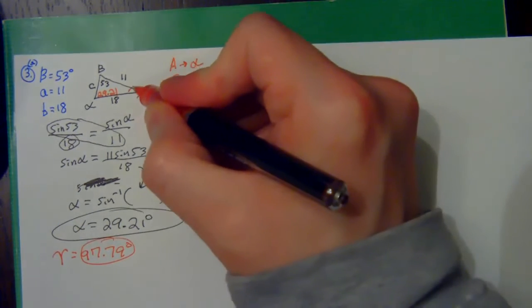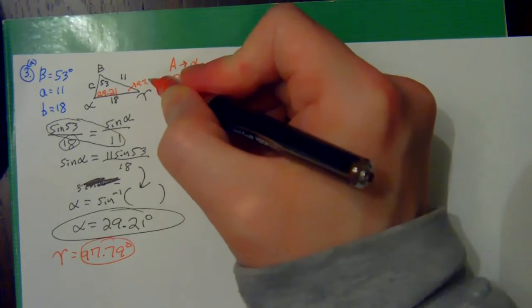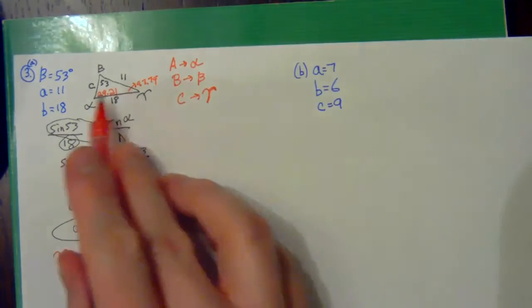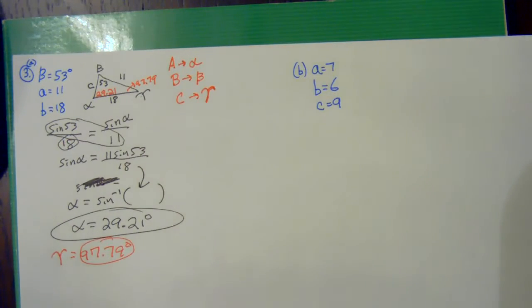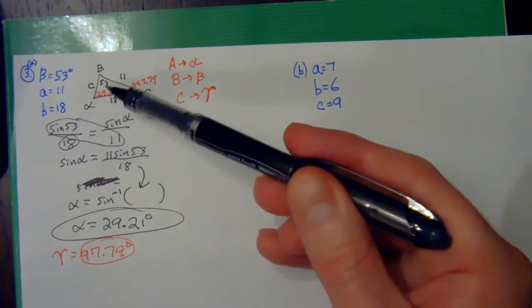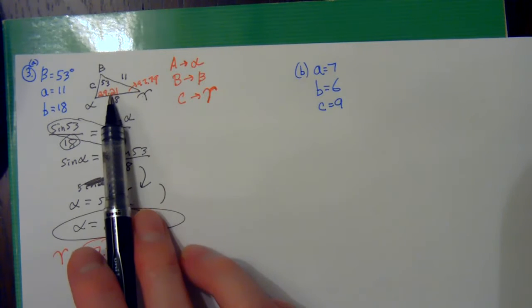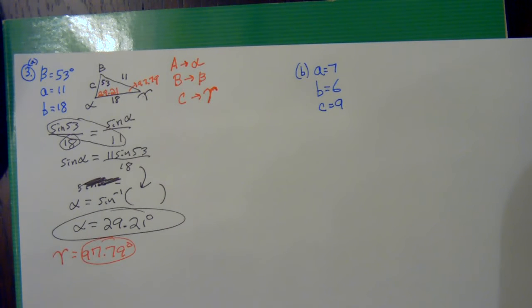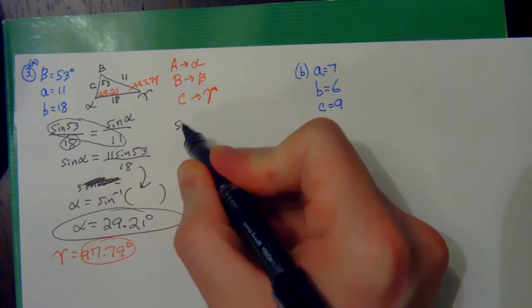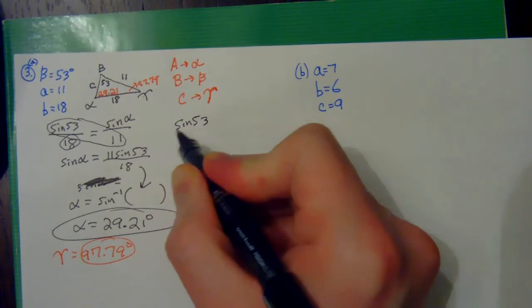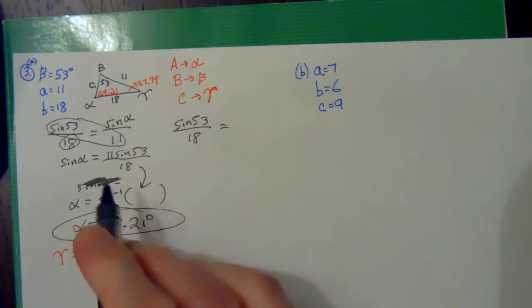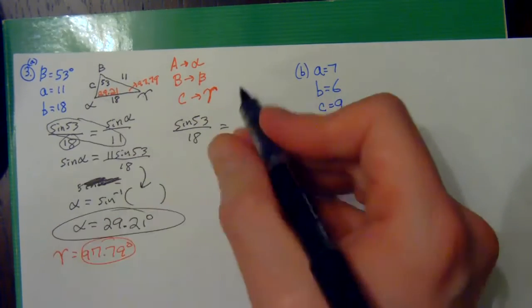And then once you figure out that this is 97.79, you can use that to figure out that little c. We can do the law of sines one more time. Now what I'm going to do is stick with the 53 and the 18 because those were given to me. Those are exact numbers. The 29.21 is a rounded answer, so I'd rather not use that if I can avoid it. So I'm going to do the law of sines one more time. Sine of 53 over 18. This time we're going to go sine of the gamma over that little c.